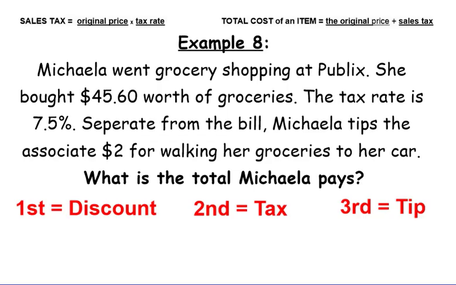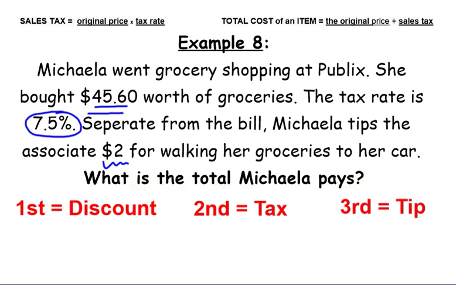Okay, let's move on to example number 8. Michaela went grocery shopping at Publix. Love Publix. She bought $45.60 worth of groceries. The tax rate is 7.5%. Separate from the bill, Michaela tips the associate $2 for walking her groceries to the car. What is the total Michaela pays?